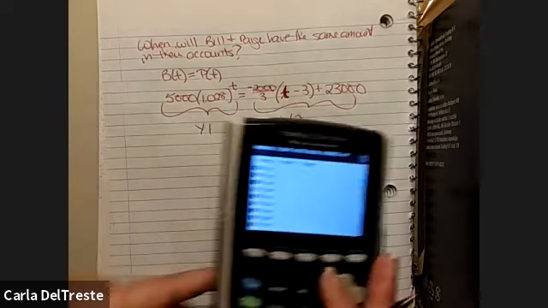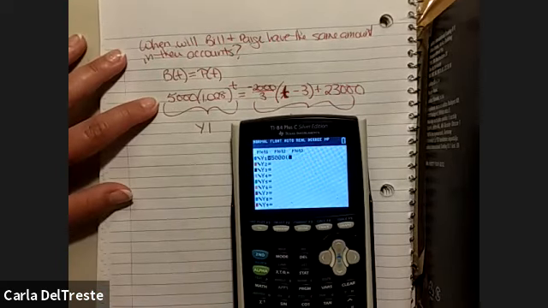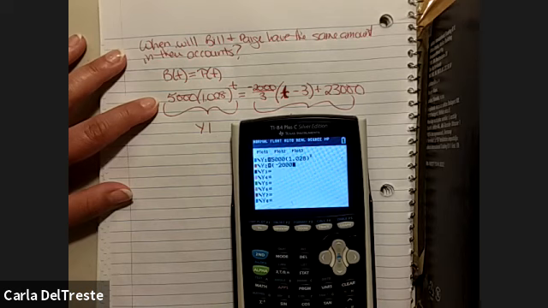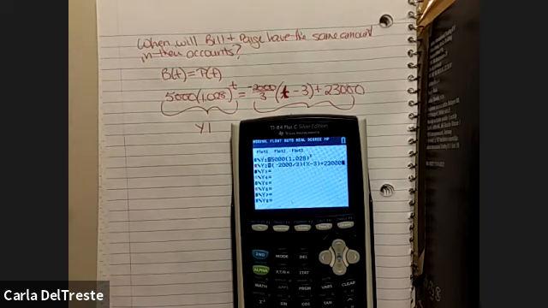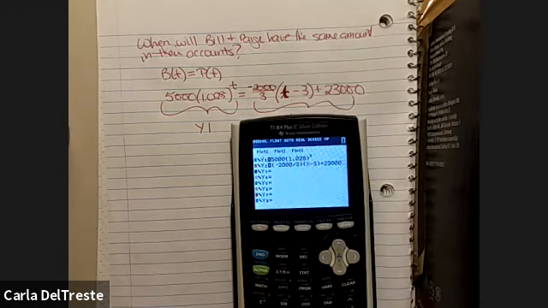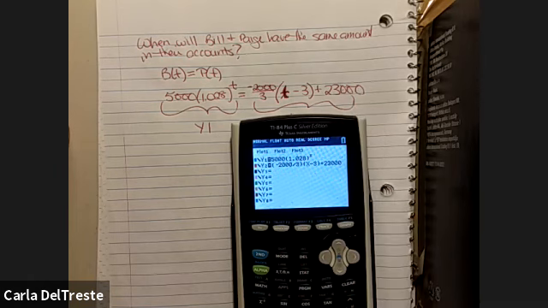So I'm going to go to y equals. We know how to do this. I'm going to type in 5,000 times 1.028 to the x. I'm going to type in negative 2,000 divided by 3 times x minus 3 plus 23,000. We have to think about an appropriate window. I know that this came from the point 3, 23,000. That's a lot of money, right? I'm going to want to be able to see that.